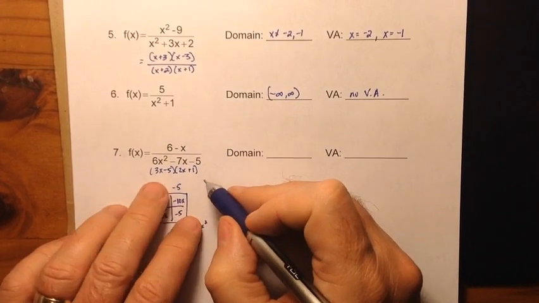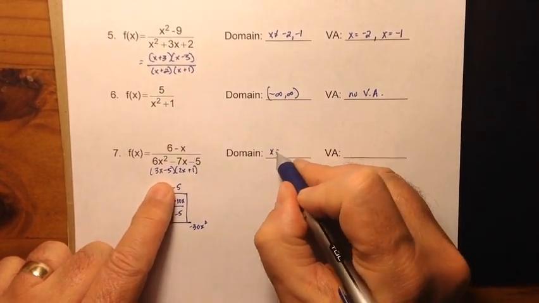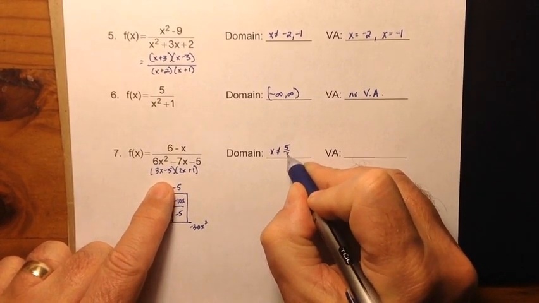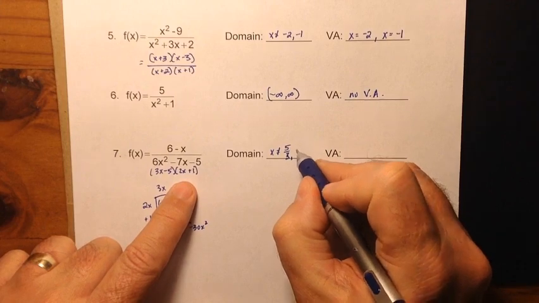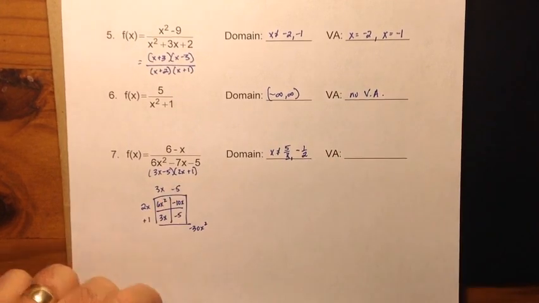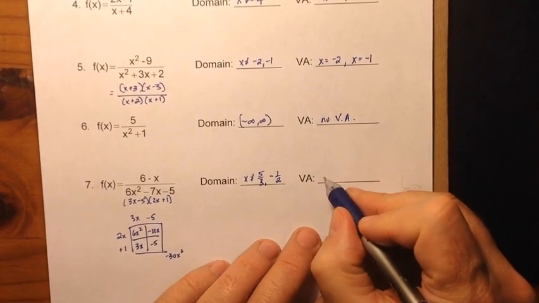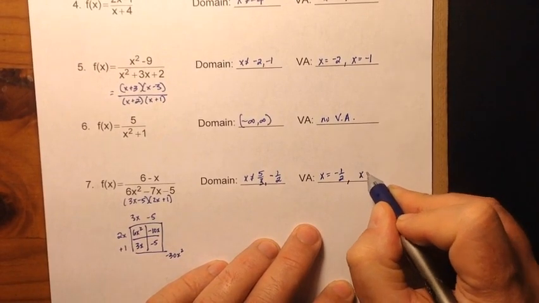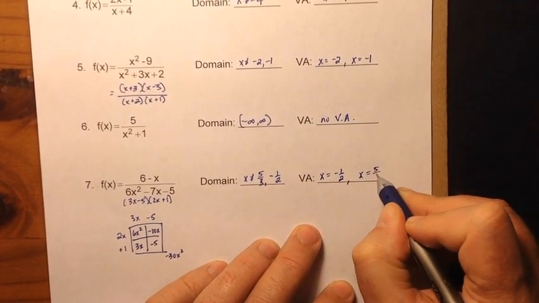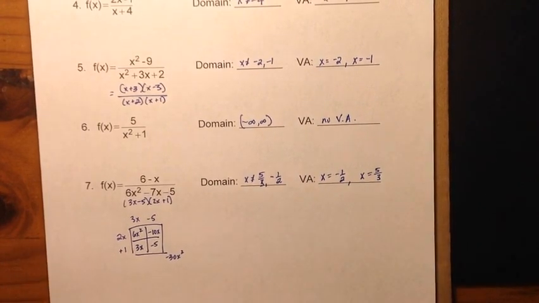So my zeros: this first one gives me 5/3. X cannot equal 5/3. And this next one's going to give me a negative 1/2. X cannot equal negative 1/2. Alright, so I have a vertical asymptote at x equals negative 1/2, and I have another vertical asymptote at x equals 5/3. Nothing cancels out with the numerator, so both of those are good.